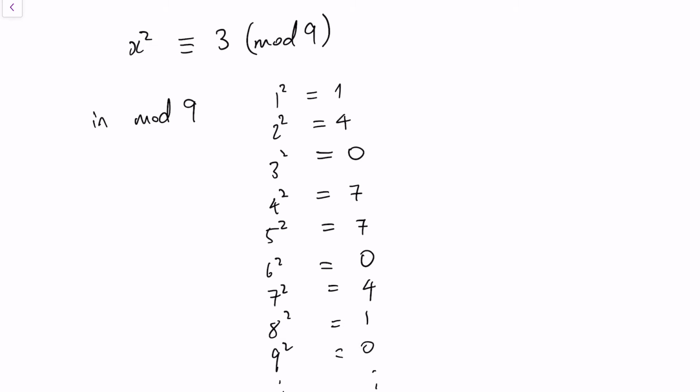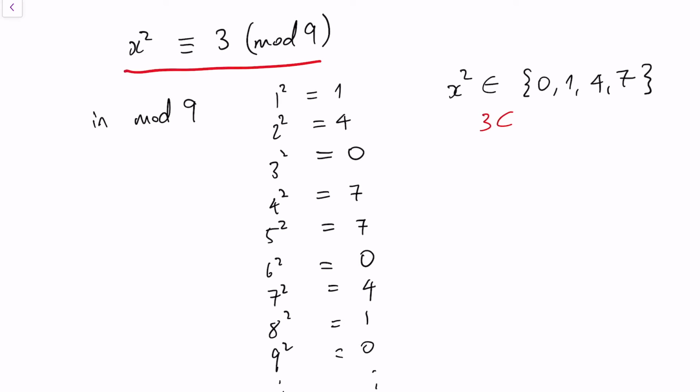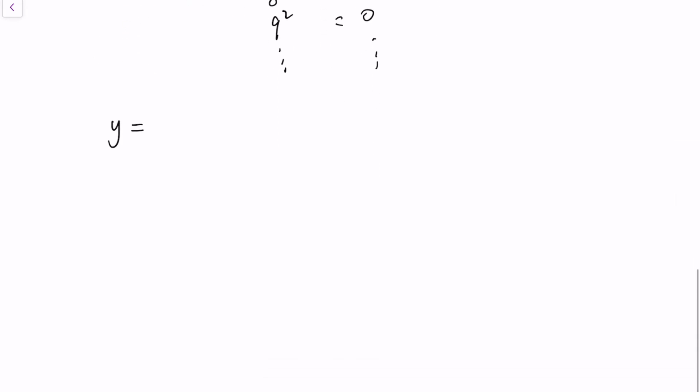In other words, if you square an integer, in mod 9, x squared will have to belong to the set 0, 1, 4 or 7. But from here we have that x squared is equal to 3, and 3 does not belong to this set, which tells us that if y is greater than 5, there are no solutions. That means we need to look at the cases where y is equal to either 1, 2, 3, 4 or 5.